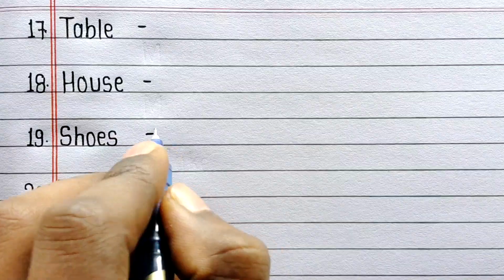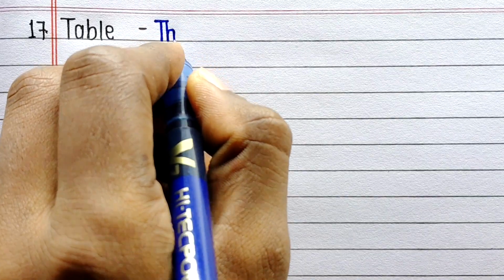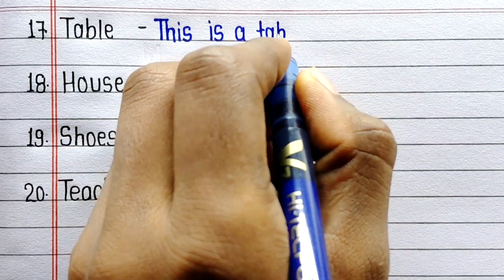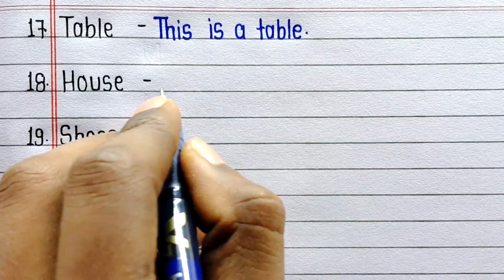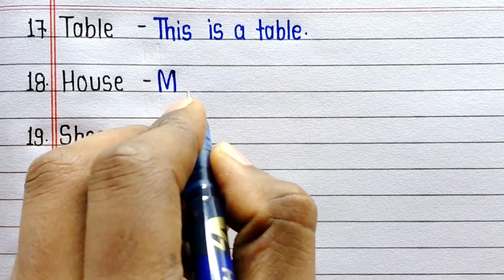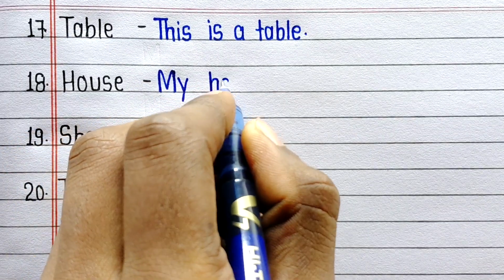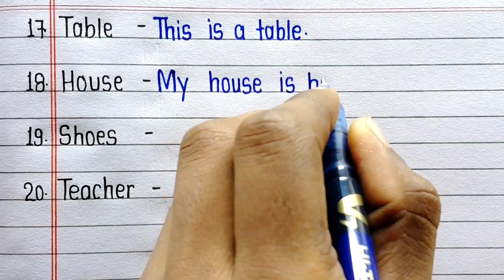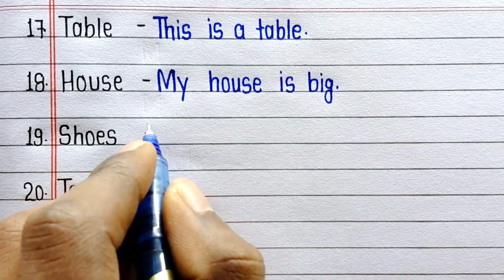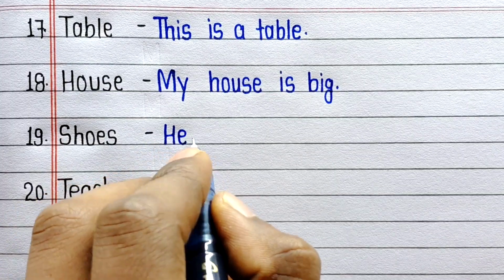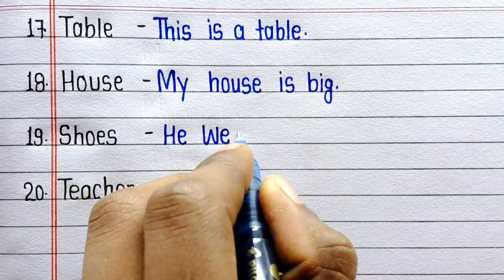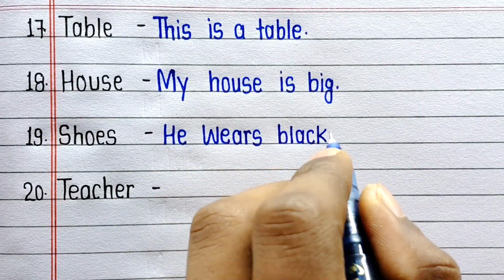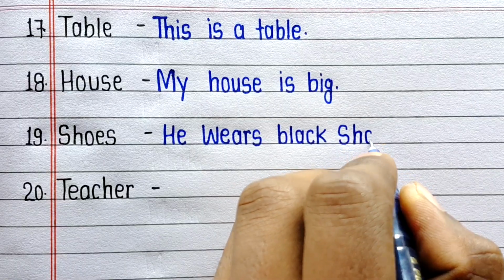Car. The car is fast. Table. This is a table. House. My house is big. Shoes. He wears black shoes.